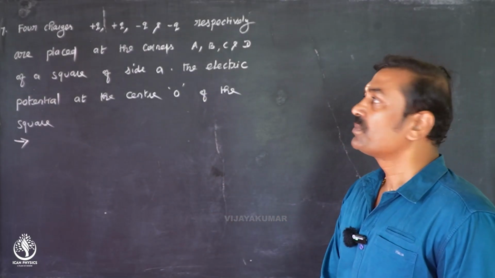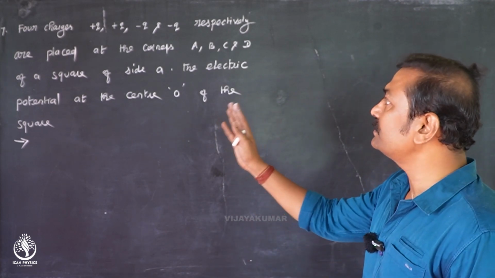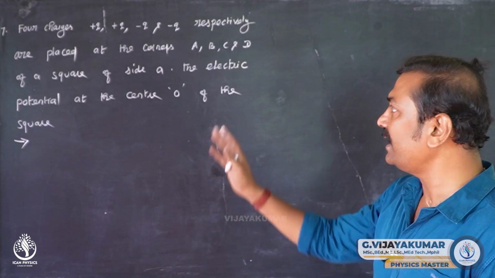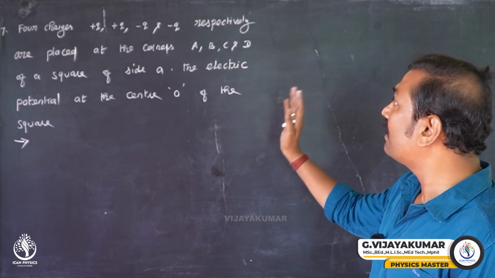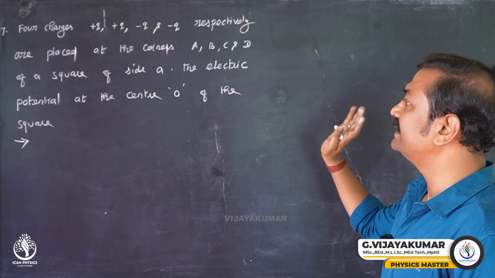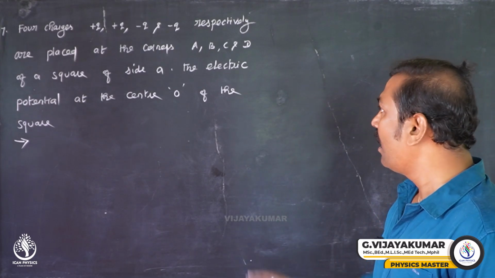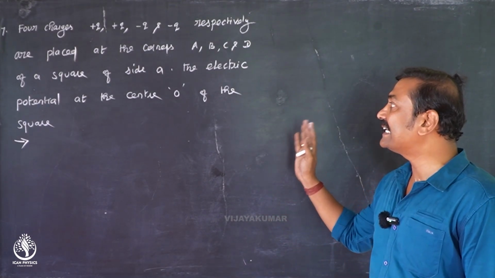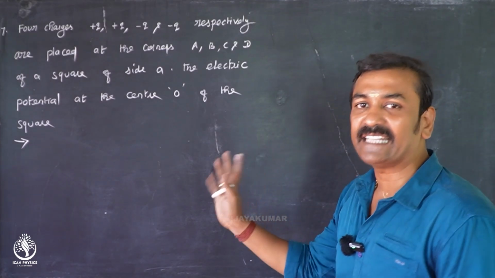So the next question is: four charges +Q, +Q, -Q and -Q respectively are placed at the corners A, B, C and D of a square of side a. The electric potential at the center O of the square is dash.